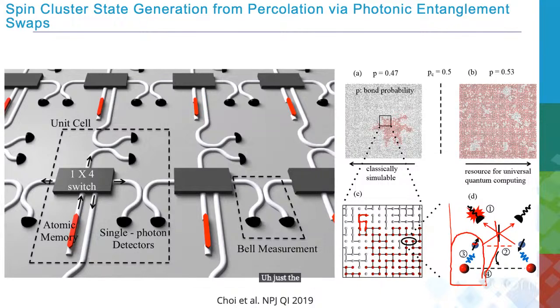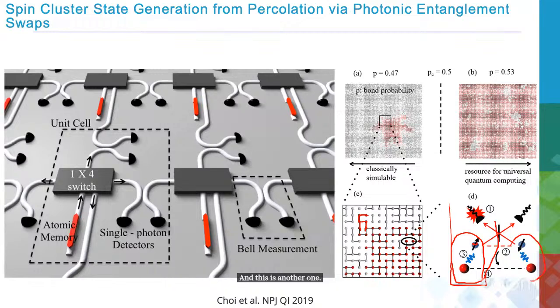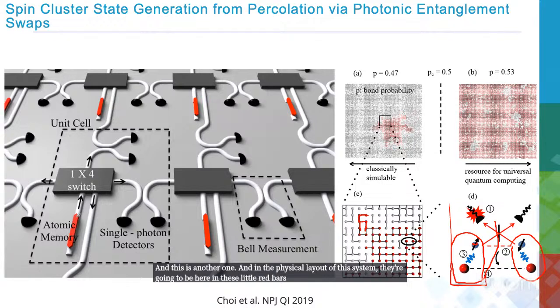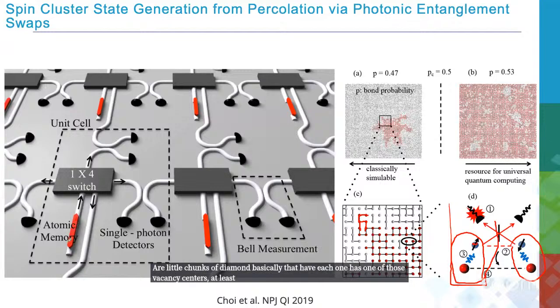Okay, this is like one diamond vacancy center. It's got an electron spin qubit and a nuclear spin qubit. And this is another one. And in the physical layout of this system, they're going to be here in these little red bars. So these red bars are little chunks of diamond, basically, that each have at least one of those vacancy centers, right? So there's a vacancy center here in that red bar, and a vacancy center here in this red bar.